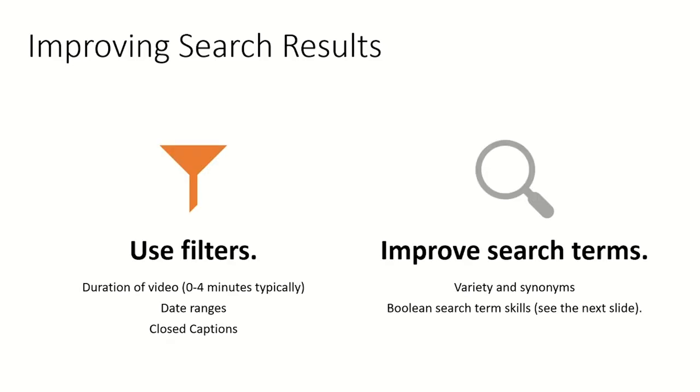The first steps in improving your search results are to use filters and improve the search terms that you use when searching. Let's start with filters. When using filters, typically we look to filter for things like the duration of video, looking for videos that are approximately 0 to 4 minutes long, the date ranges to make sure that videos are recent enough, and whether or not a video has closed captions. Let's find out more.